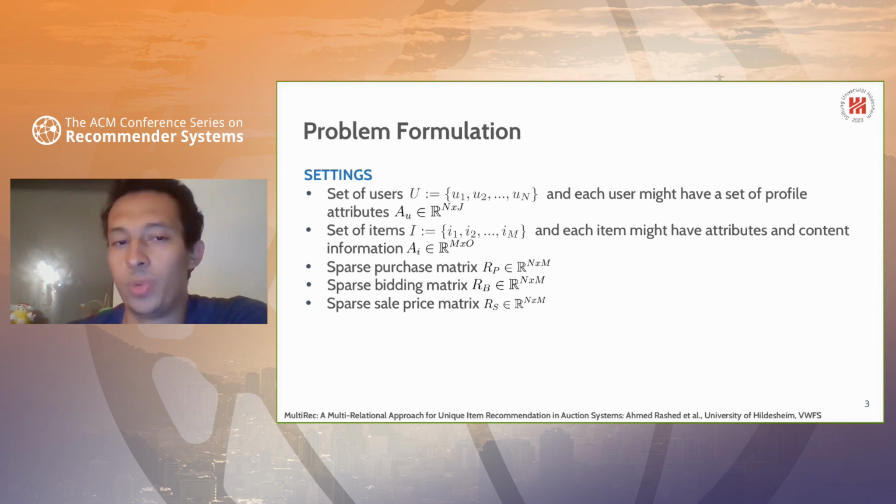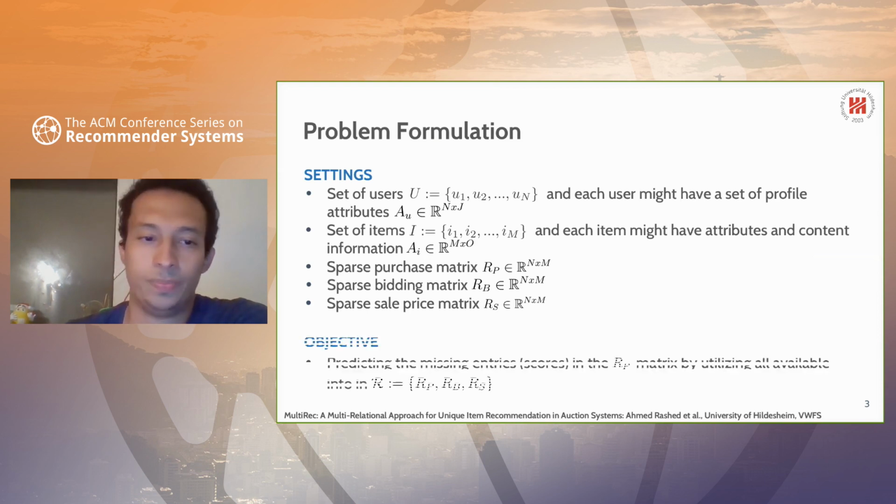And in our case, we had 3 interaction matrices, or interaction relations, I would say. First is the purchase relation, so a dealer bought a car. We have the bidding relation, which means the dealer bid on an item before he bought it. And we have the sale price, so for which price exactly a specific dealer bought a specific car. And of course, this can be generalized to any user-item interaction in an auction system.